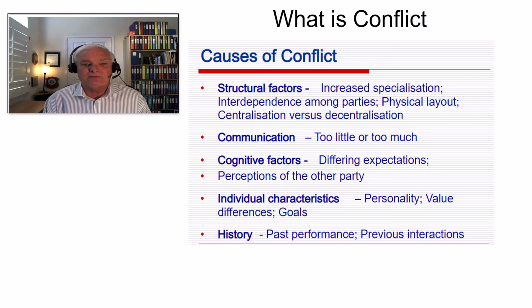So let's take a look at the causes of conflict, just what some of those are. There are structural factors. There's communication, too little or too much of it. Cognitive factors, differing expectations, perceptions of what different people think, and then individual characteristics. You may not like somebody's personality, their values, their differences, their goals. And then history is past performance or previous interactions, what someone has done in the past. All of these can cause some level of conflict.